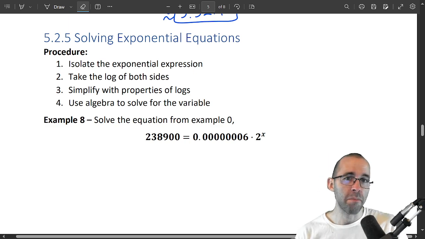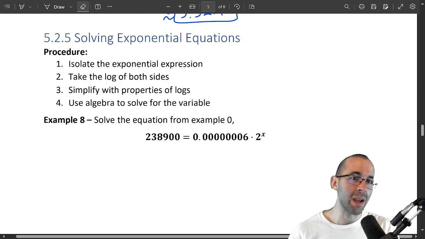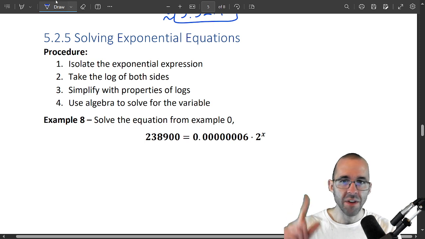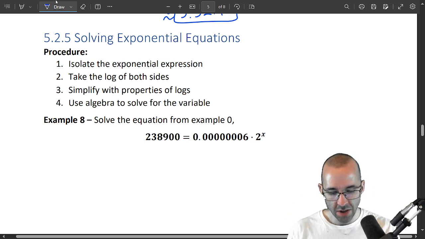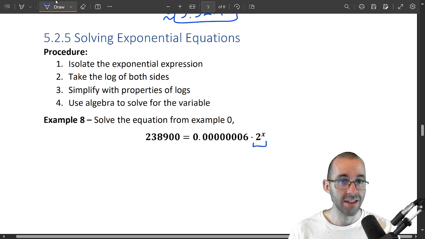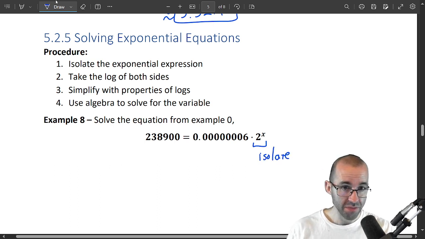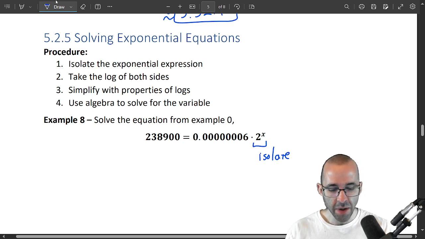We've already solved some baby exponential equations and some baby log equations. Let's make some harder ones happen. So here's the procedure. First, we have to isolate the exponential expression. That's this. We have to isolate the exponential expression. That's this.